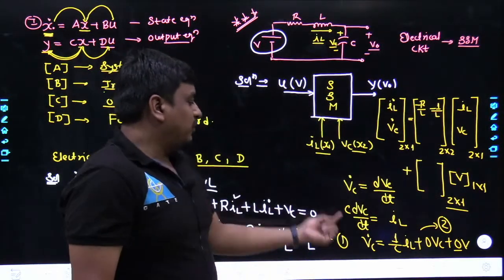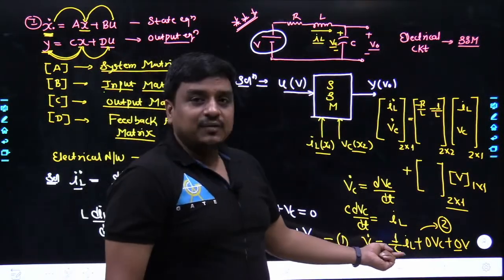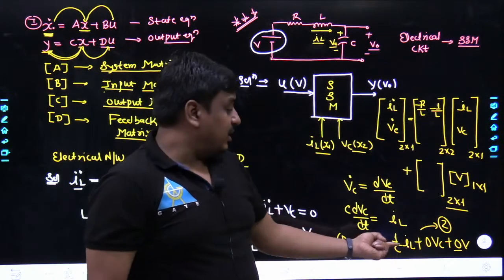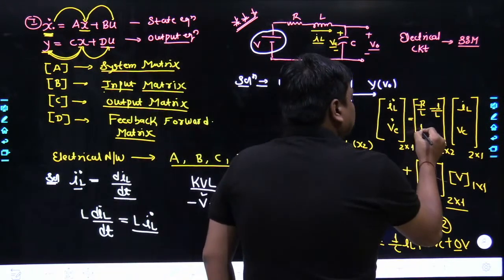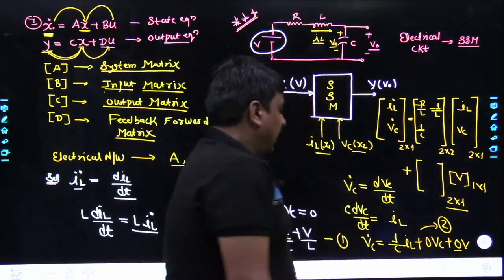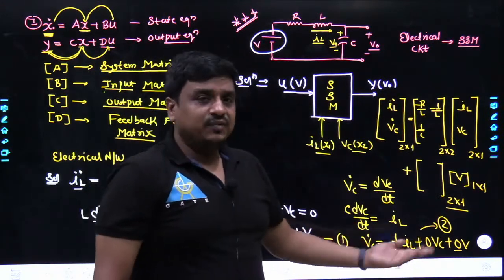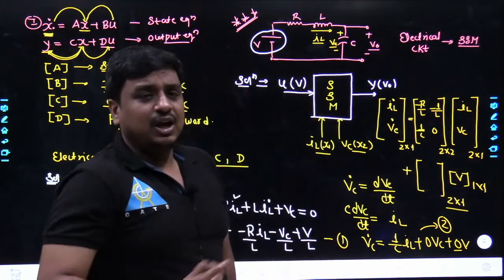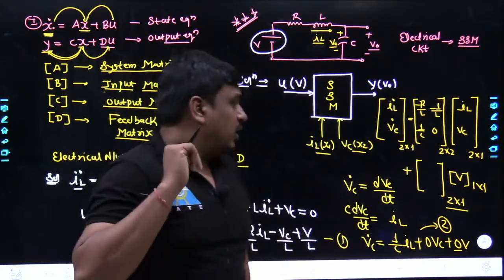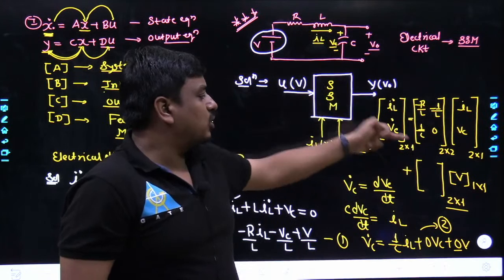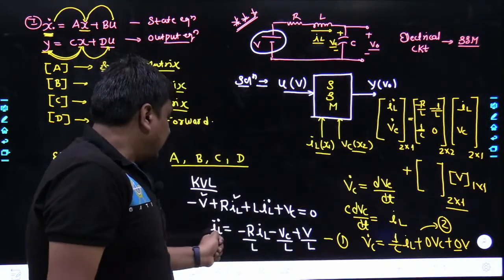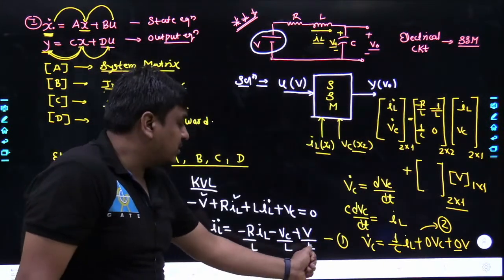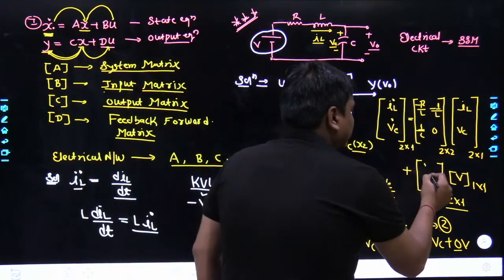And if you talk about the VC dot, how is it getting connected with the IL? It is getting connected with the IL with a multiplier factor of 1 upon C, obviously 1 upon C. And how is the VC dot getting connected with the VC? No, it's not connected. Till this, nobody should have any doubt as such. Now, if we talk about how the IL dot is connected with the V, IL dot is connected with the V with the multiplier factor of 1 upon L. So simply it's going to be 1 upon L.